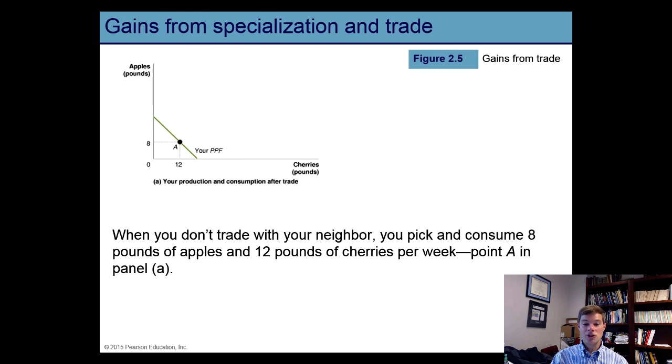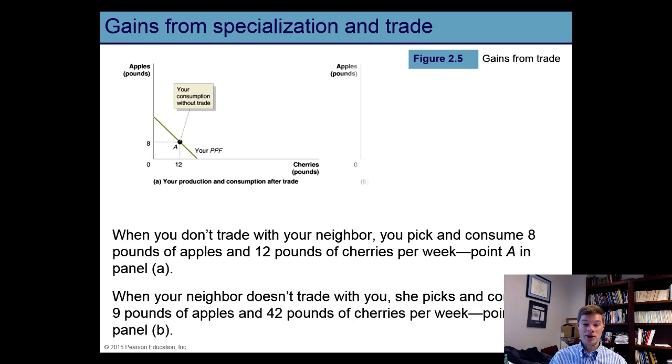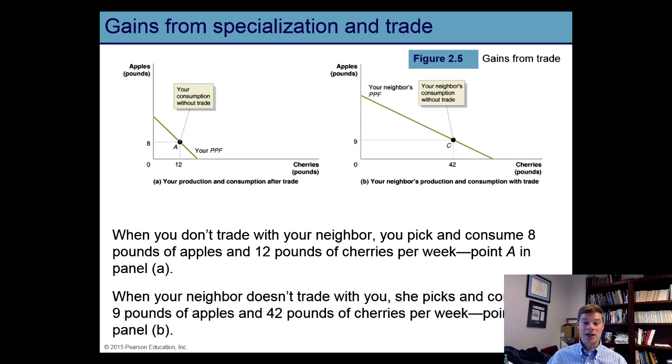In order to determine whether you and your neighbor would be better off with specialization and trading, I want to start at a point where you and your neighbor do not trade. And I want to start with this baseline level of consumption. We will compare consumption with trade to this level.